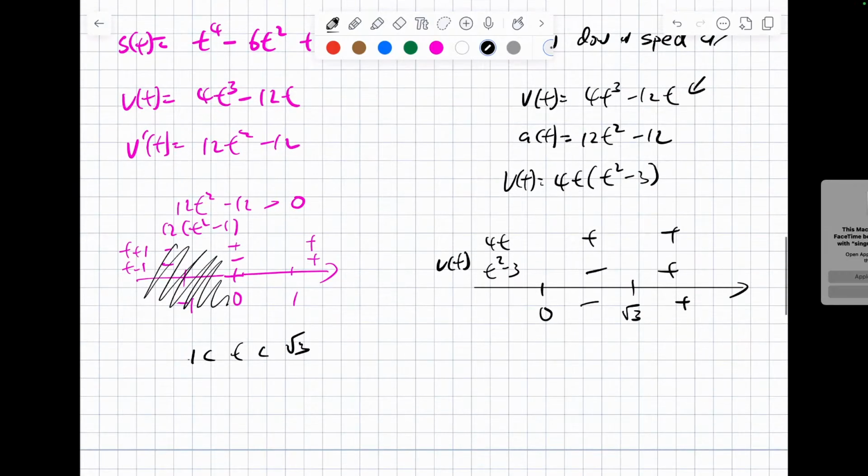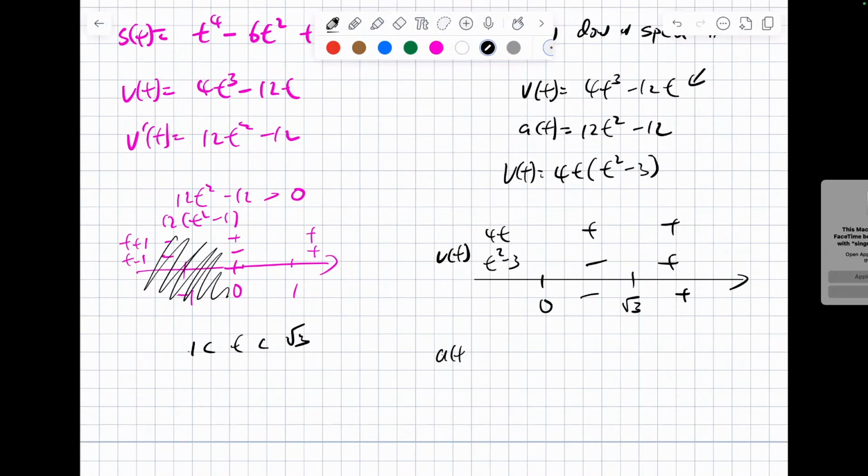I will do the second derivative, which we already did before. We know that it starts from 0 to 1. Wait, sorry, I want to do it in the same scale. So 0 to 1 is a little bit less than here, so it's 1. And here is going to be negative, and this is positive, right?